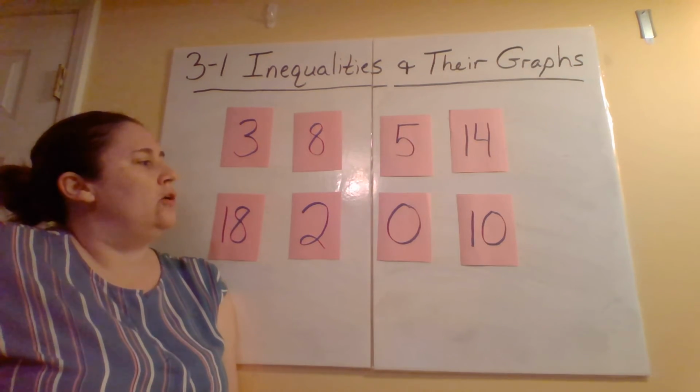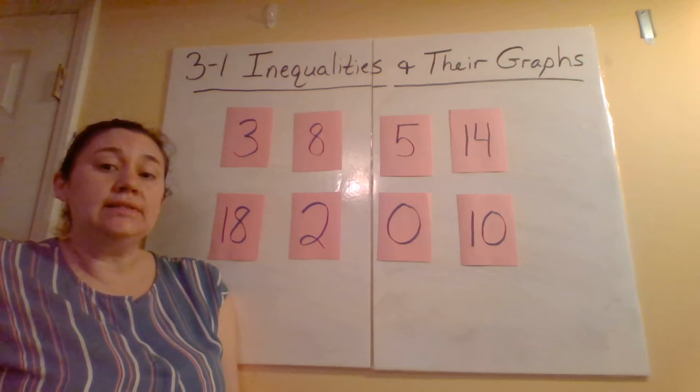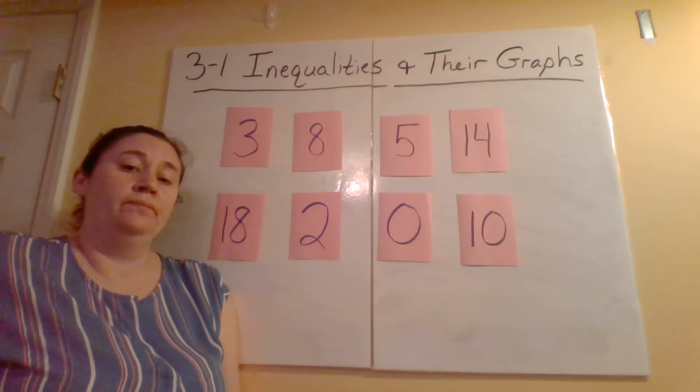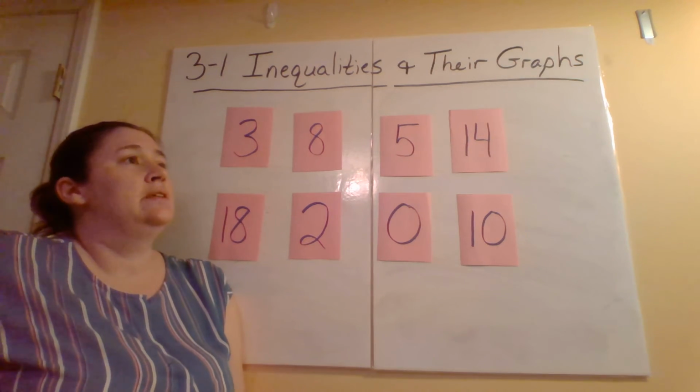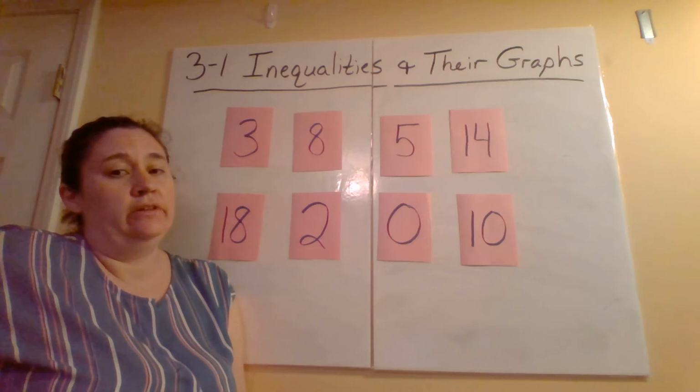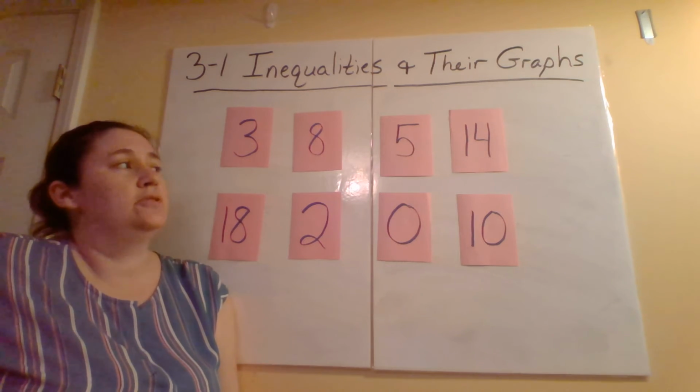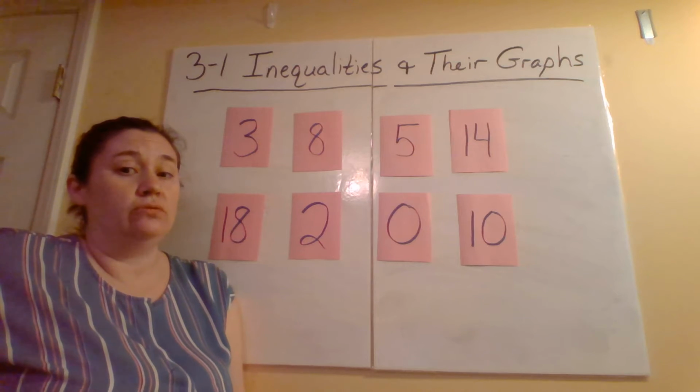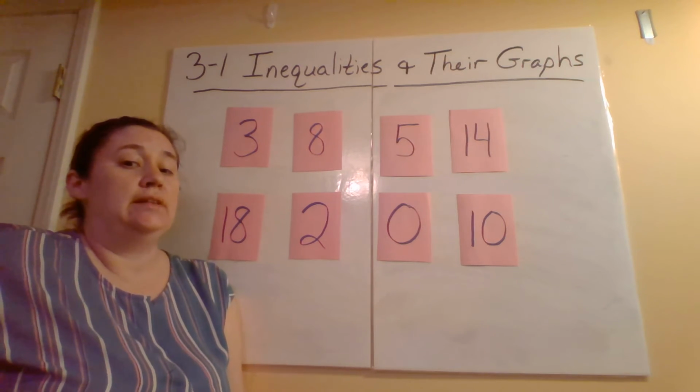Let's do another example. I want all the numbers that are less than 2. All the numbers that are less than 2. That would mean all the numbers smaller than 2. Let's go through these and see.